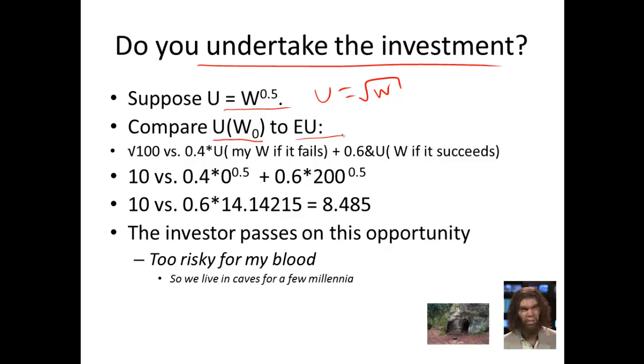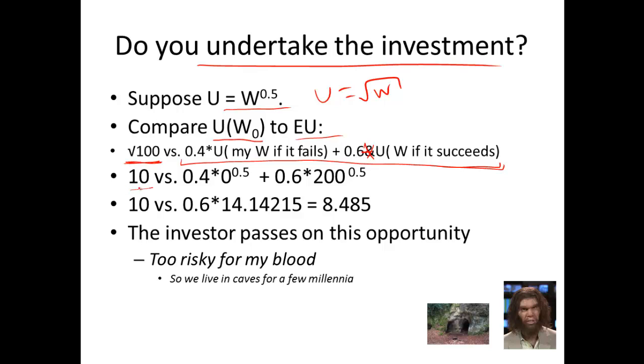So what are we doing? We're literally comparing U of 100, which is square root of 100, versus the expected utility of taking the investment, which is what? Well, it's 0.4 times the utility of my wealth if the investment fails, plus 0.6 times the utility of my wealth if it succeeds. In numbers, that boils down to this.